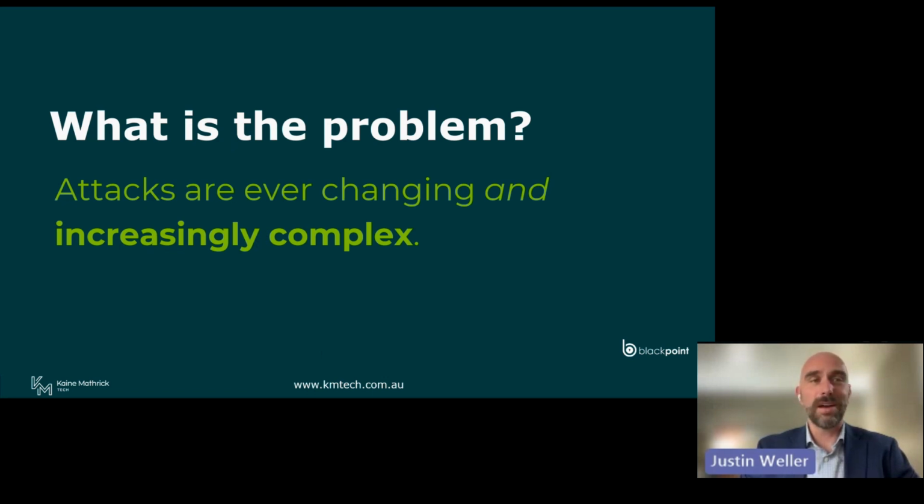Right. It doesn't matter if you're a school, a law firm, a hospital, or a doctor. So it doesn't really matter. The problem is that threats are ever changing and becoming increasingly complex to defend against.